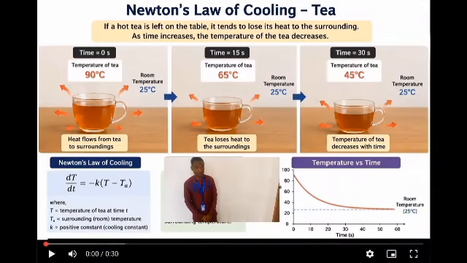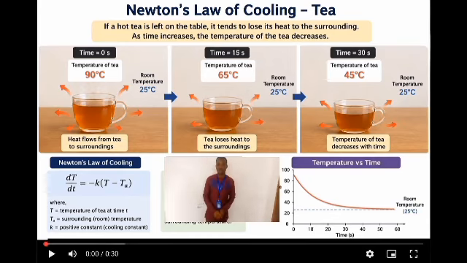The application of ordinary differential equations is in Newton's law of cooling of a tea. If hot tea is left on the table, it tends to lose its heat to the surroundings, and the temperature of the tea tends to decrease toward the surroundings. Now, the temperature of the tea is 90 degrees Celsius at time 0 seconds, and the room temperature is 25 degrees Celsius.